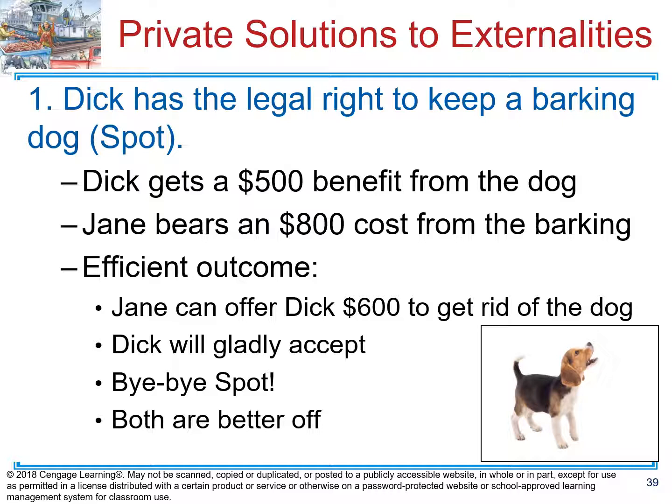In this situation, the negative externality is Spot's barking, which disturbs Dick's neighbor, Jane. The socially efficient outcome maximizes Dick and Jane's well-being. If Dick valued having Spot more than Jane values peace and quiet, the dog would stay. The Coase theorem states the market will reach an efficient outcome on its own.